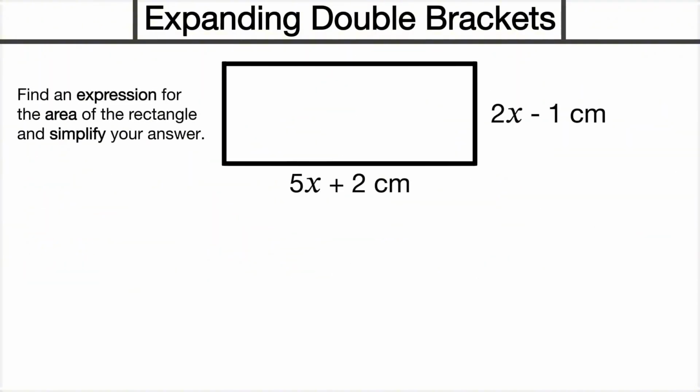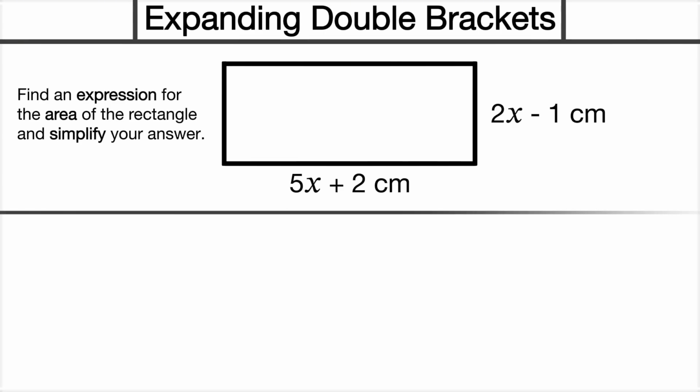Here's an example of the type of question that you might see in your exam. Press pause and have a go. Once you're ready for me to go through the answer, press play. The answer is 10x squared minus x minus 2 centimeters squared.